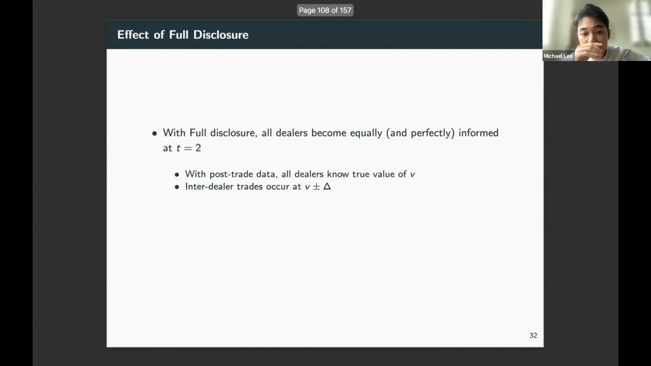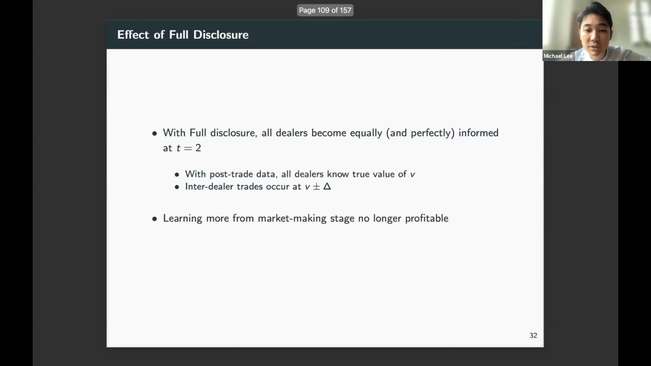Now, what this means is that when you enter the interdealer market, all the dealers know the true value of V, and so all the prices have to reflect the true value of V. So instead of having this conditional expected value of V, the prices are pegged on V, and then the residual parts where the gains from trade arise, and so you have V plus minus delta as the offered trades in this interdealer market.